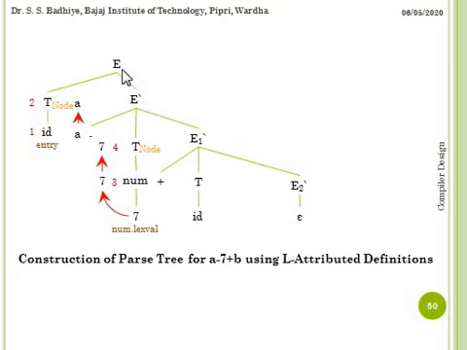right? Which rule? E derives to T E dash, that is the first rule. So here we have seen in the previous slide that the inherited attribute of E dash will get the value of T dot node. So simply E dash inherited will get the value which is present at T dot node, that is a, right? Okay, now we have minus T E dash, right? So E dash will be expanded to minus T E dash.